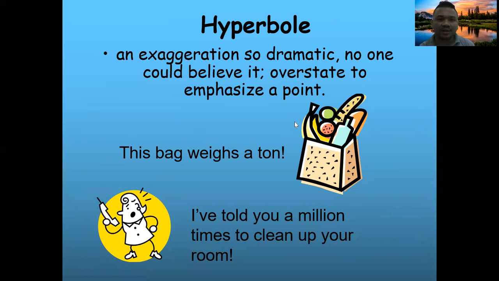Oops. You see? I've told you a million times to clean up your room. A million times? Really? Can you tell a particular person a million times? That's impossible. This is exaggeration. So when you're exaggerating something, this is an example of hyperbole.